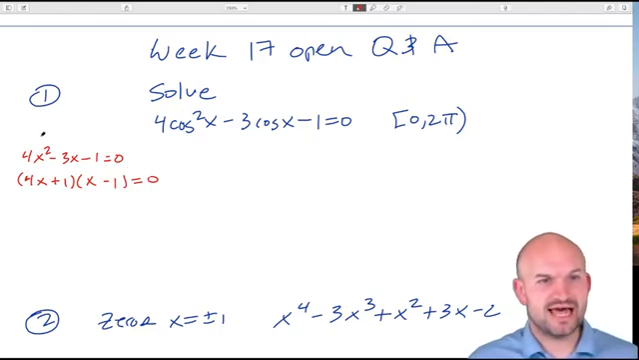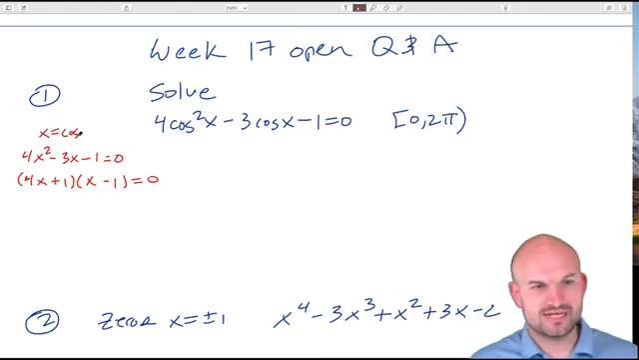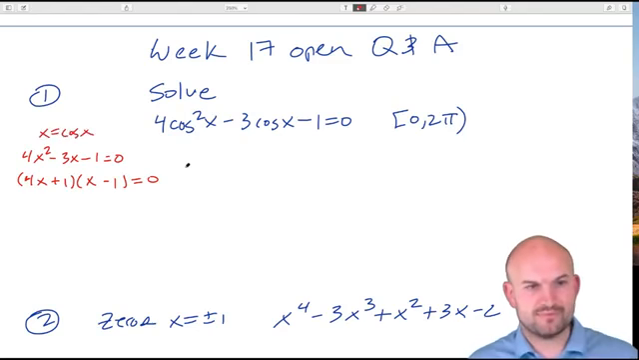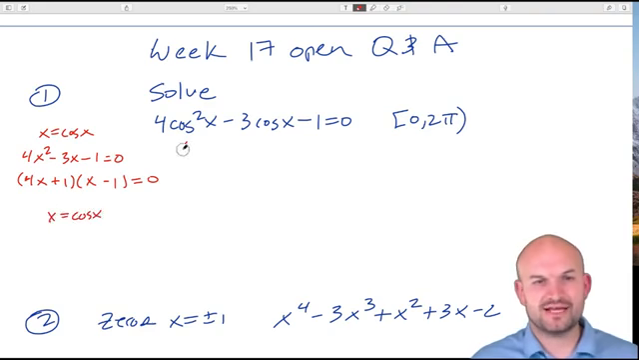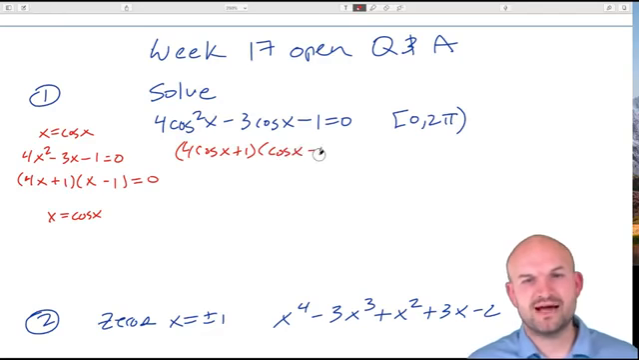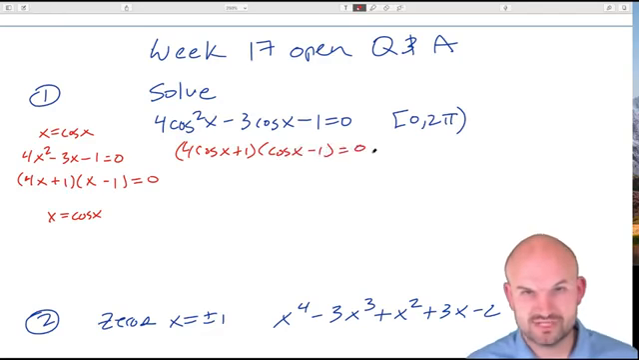So very good, that is the factored form when it was an x. But again, just let x equal cosine of x. So if you understand it from that regard, therefore I could factor this to 4 cosine of x plus 1 times cosine of x minus 1 equals 0, okay?